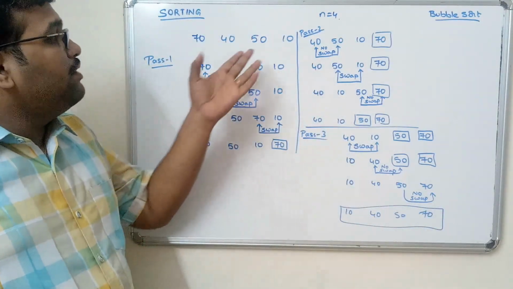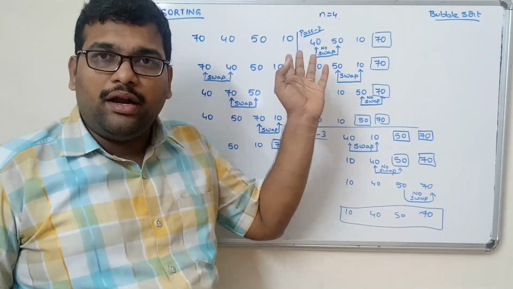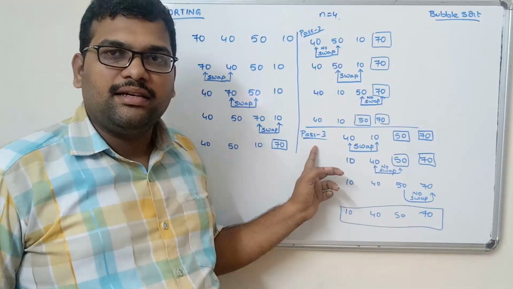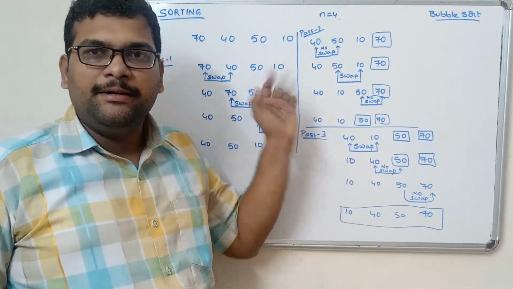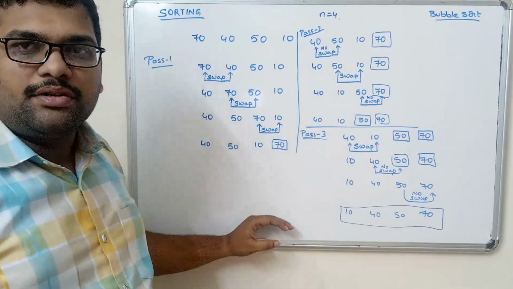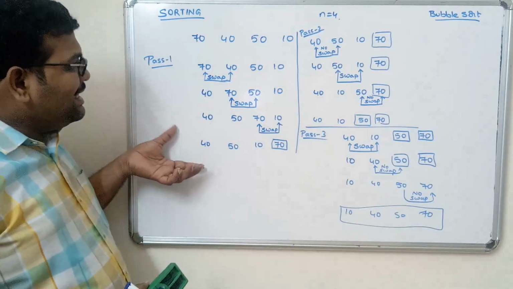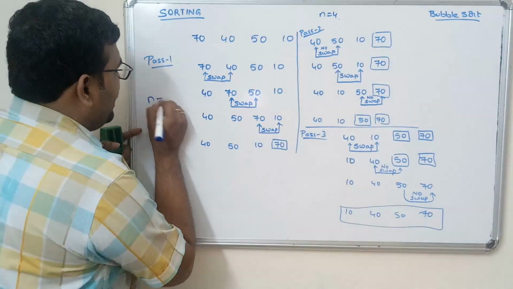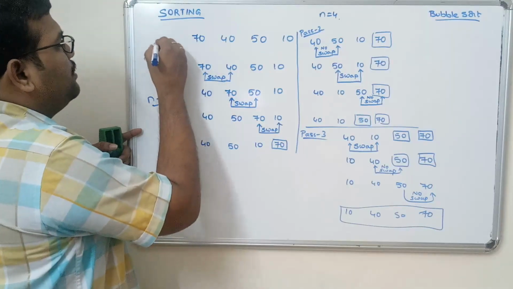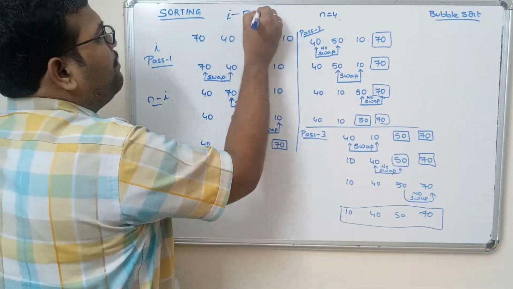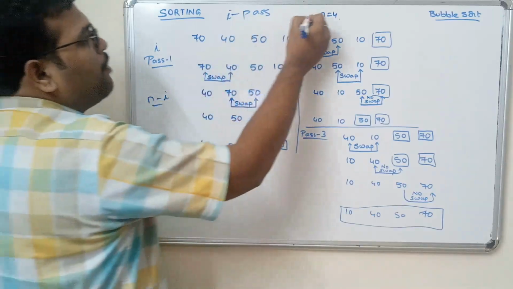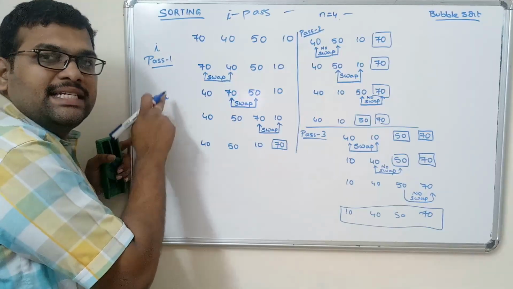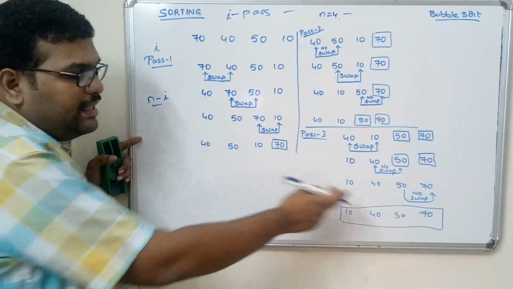That means if there are n elements to be sorted, the number of passes must be n minus 1, here 3 passes. In 3 passes, we complete the sorting procedure. And in each pass, we perform n minus i comparisons, where i is the pass and n is the number of elements. So in each pass we perform n minus i iterations to get the result.